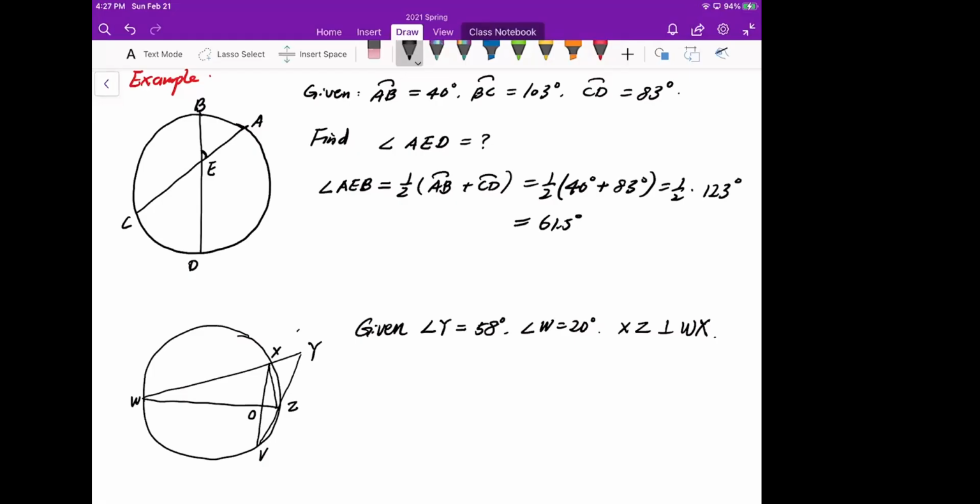But now I can get my answer. How could I get my answer? Well, you can just say I'm going to go from here, right? This is 180 minus 61.5, because it is the supplementary angle. So that's equal to 118.5. So that is my answer. Everybody's okay? Right.